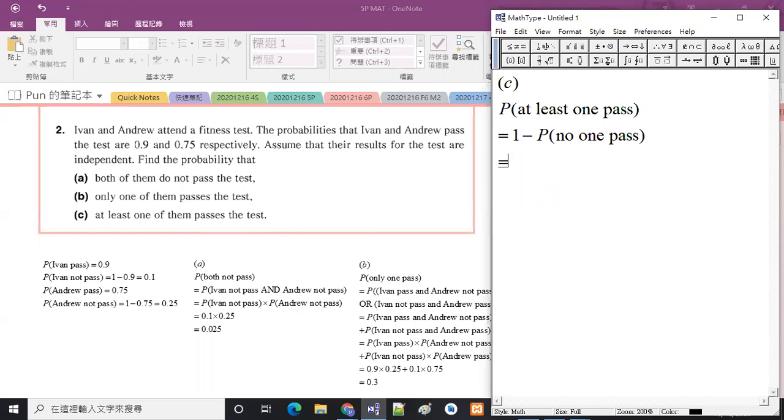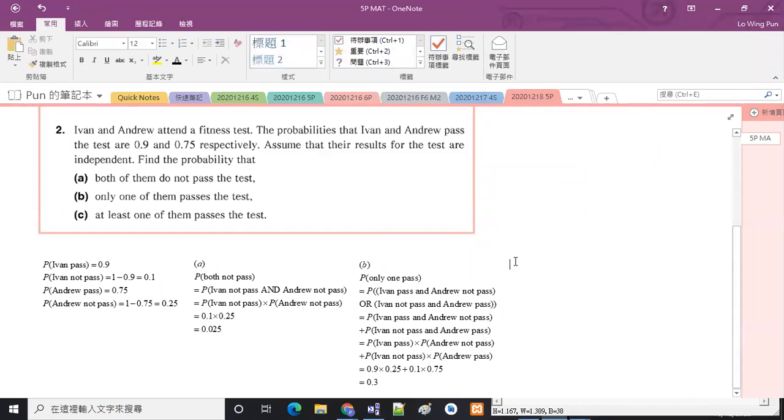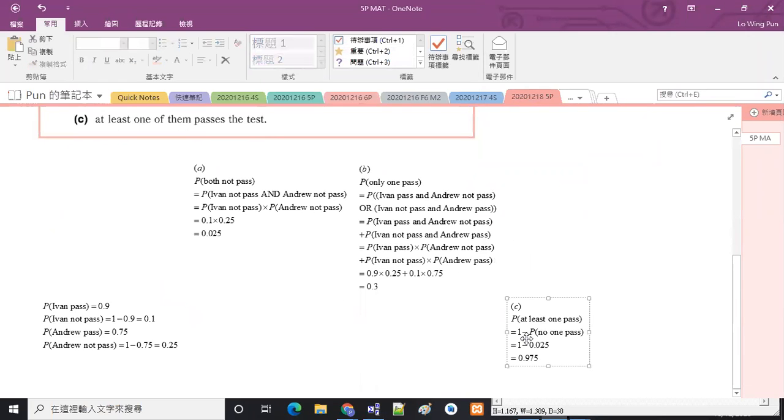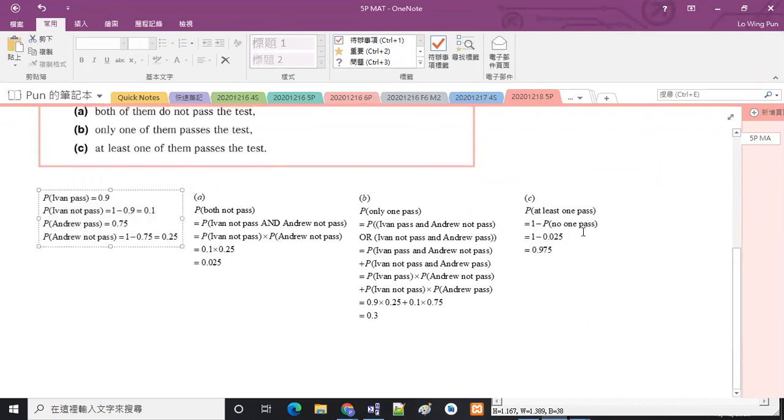Okay, and what is the probability that no one pass? No one pass means both of them do not pass. And that will be the answer of part A. Can you see this? So that should be 0.025. And then 1 minus 0.025 will be 0.975. Okay, so that is the answer of part C. Can you get this?